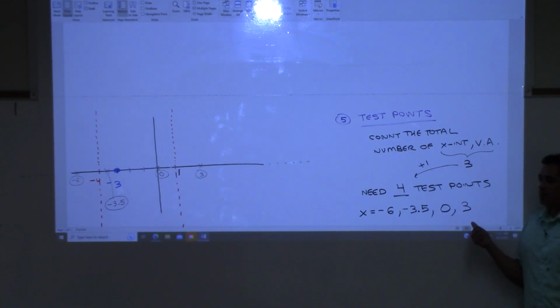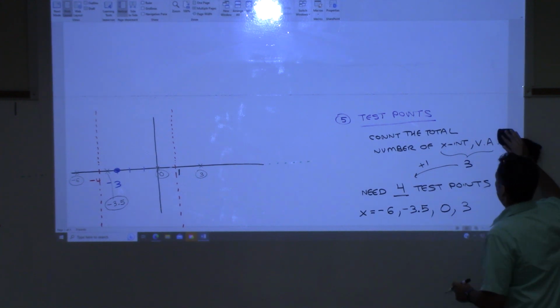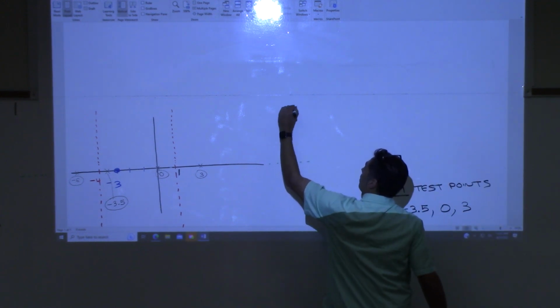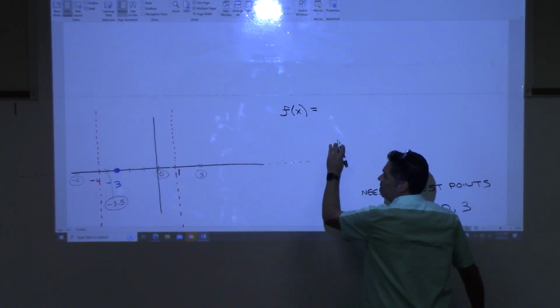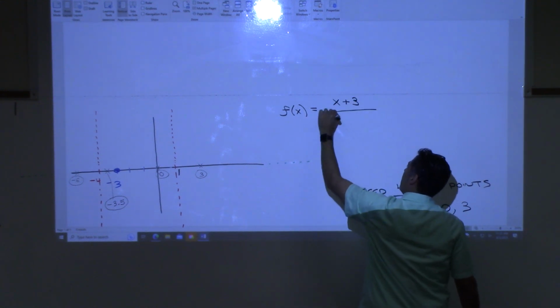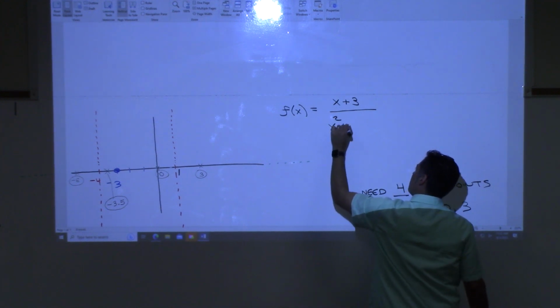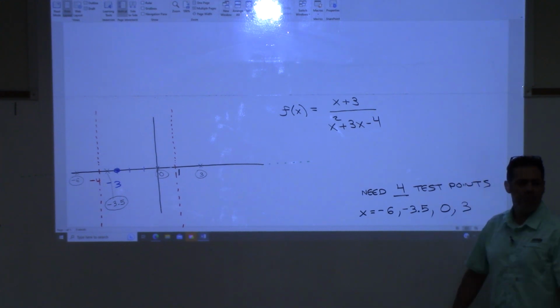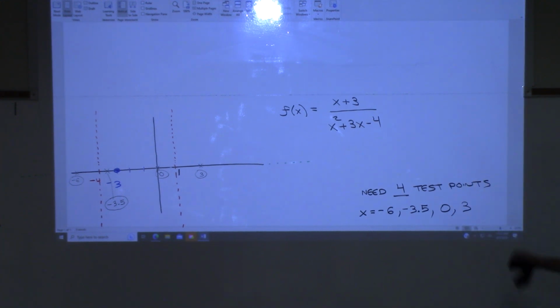And now what I need to do is actually test them. And that just means take these and plug these into the original function. The original function that I gave you, which I've erased from the board. So I'm going to have to put it back up here, okay? So my original function was the function f of x equals x plus 3 on top, right? And then it was x squared plus 3x minus 4, right? Yeah. Right, that was it? Okay. That was the original function.